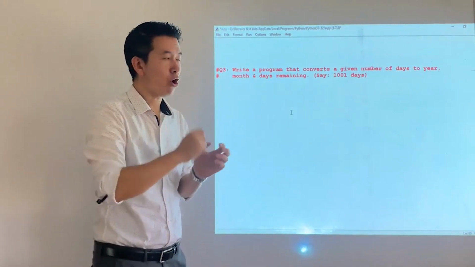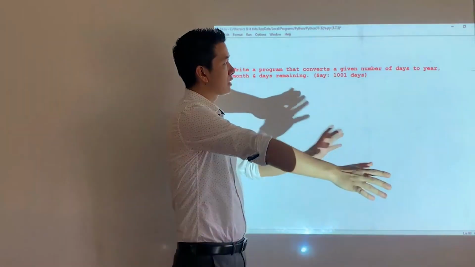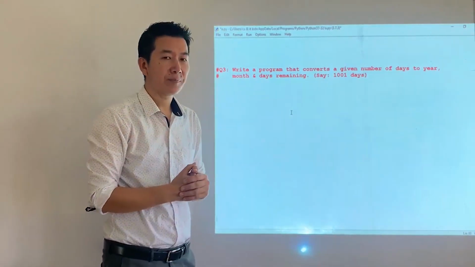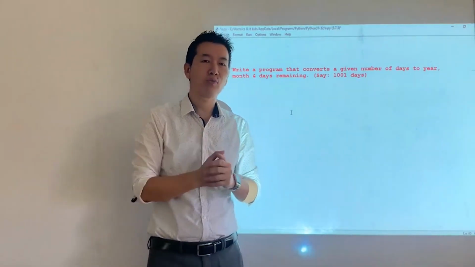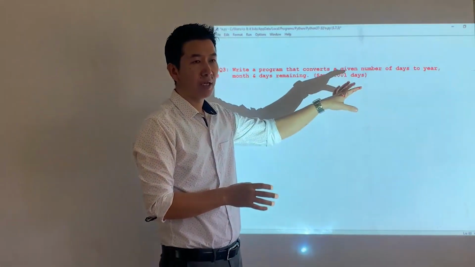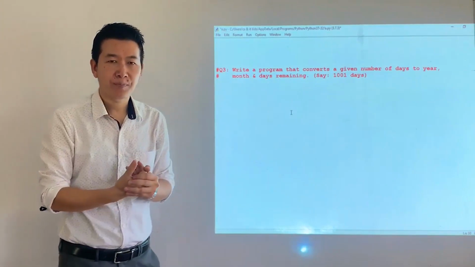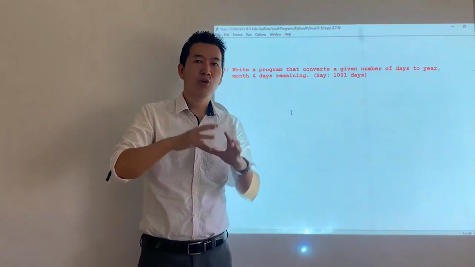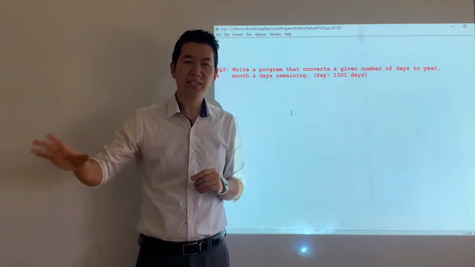So this is the algorithm or the logic. Once I take out 730 from 1001, I'm left with 271. So I have 2 years already in 1001 days. Out of 271, how many months do I have? In order to simplify the program, we'll take the number of days in a month as 30.